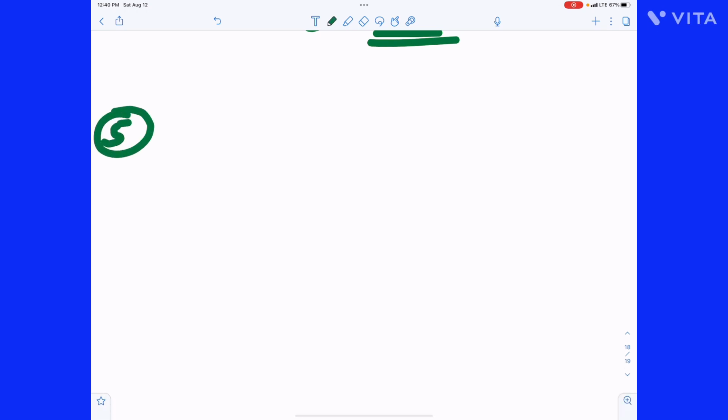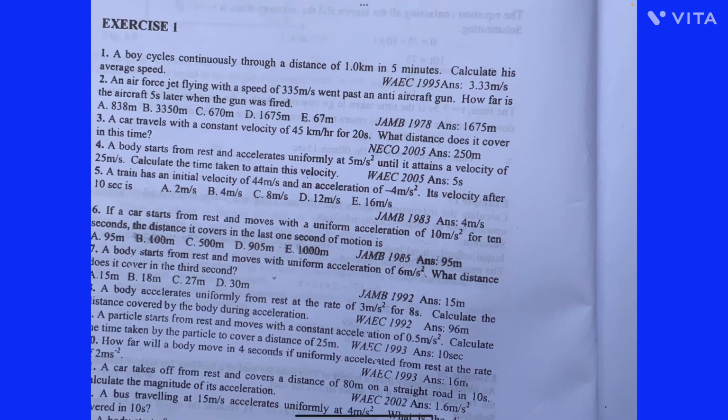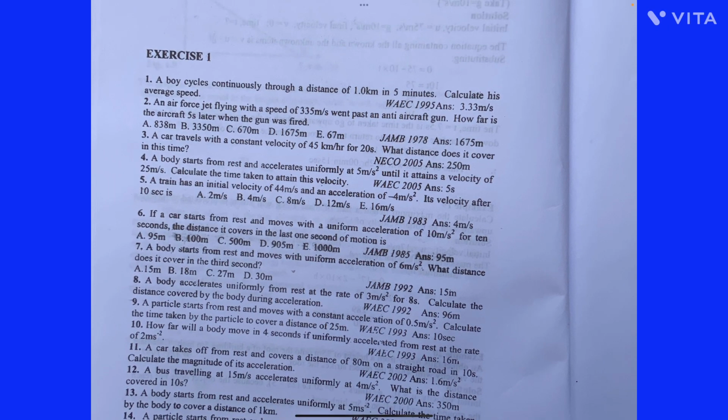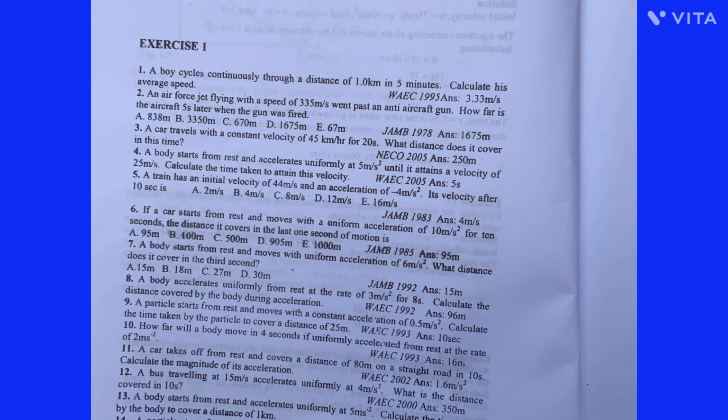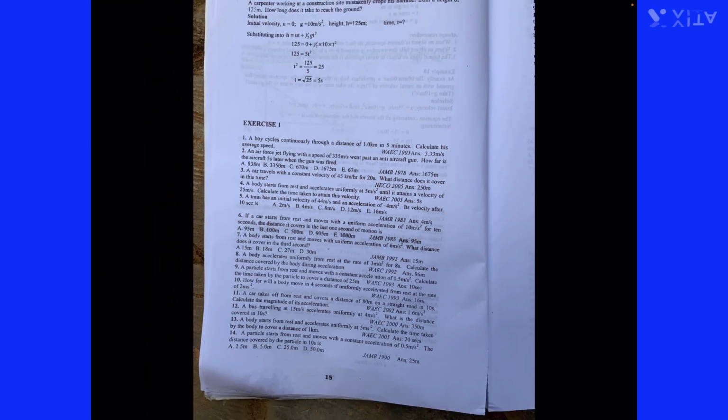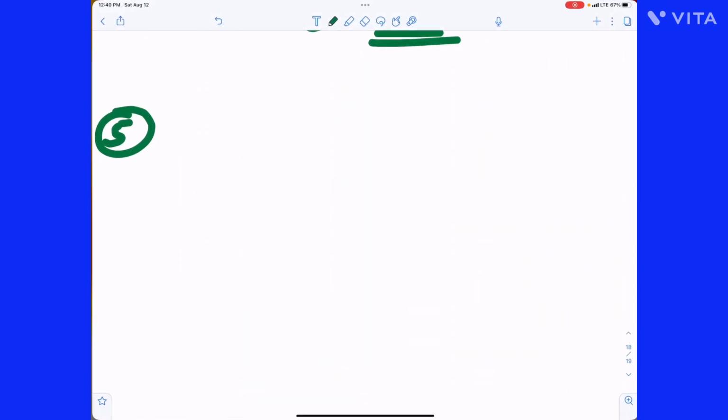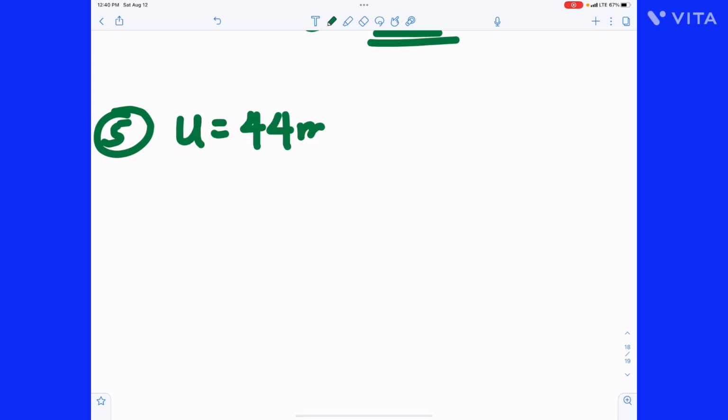Number 5. Let's go to question 5. Question 5 says, a train has an initial velocity of 44 meters per second and an acceleration of minus 4 meters per second squared. Its velocity after 10 seconds is, okay? So a train has an initial velocity. Let me write like this. I think it was the graph that confused my solution the other time. The initial velocity of the train was 44. So I've penned that down. It has an acceleration of minus 4 meters per second squared.